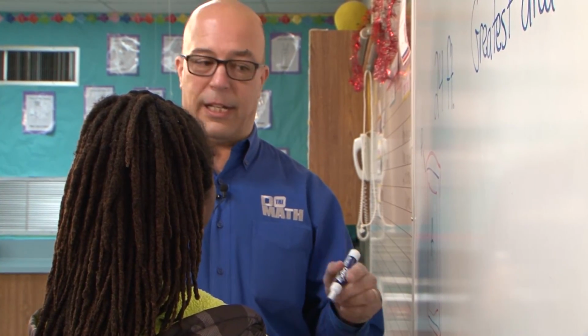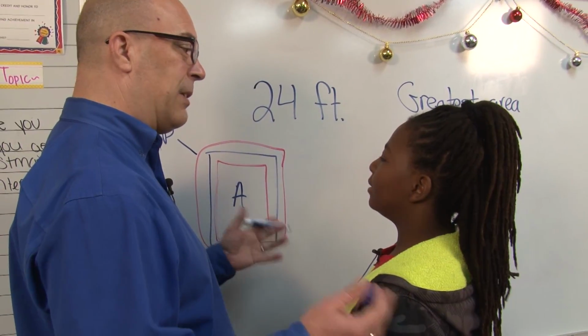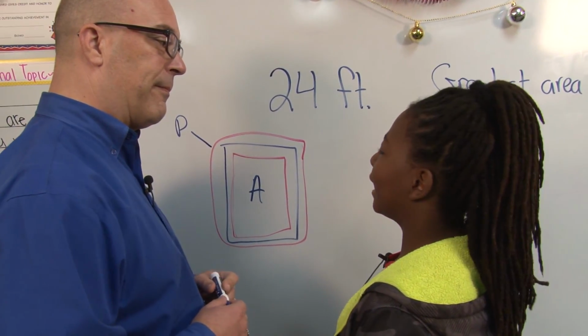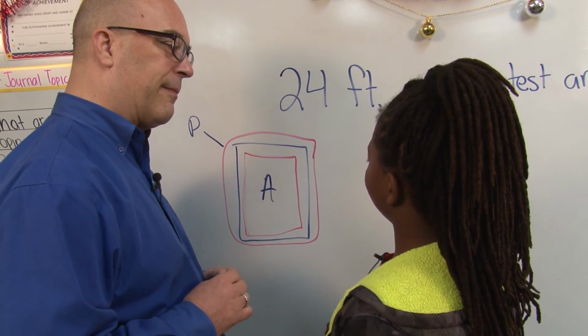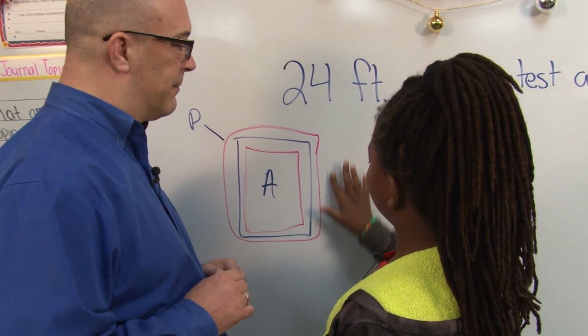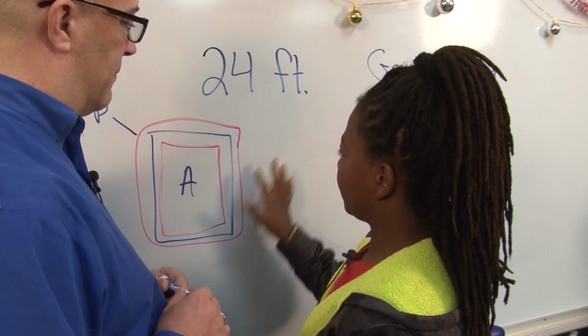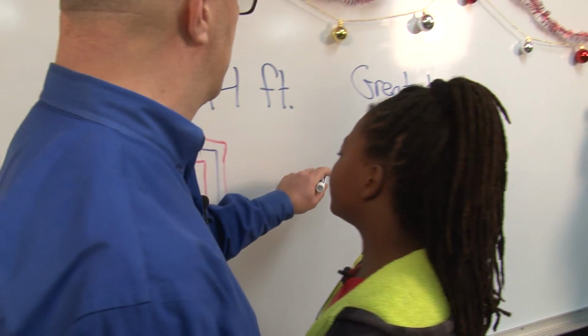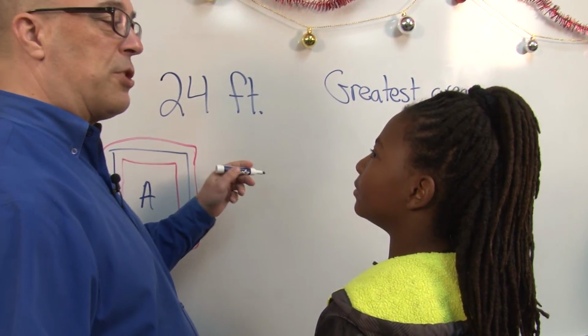So we know we have 24 feet of fencing. So we know we can go around 24 feet. But how are we going to configure that 24 feet? Like, how are we going to arrange it so that we get the greatest area? So how would you like to solve this problem? I would like to solve this problem by using the perimeter first and then using the area. Okay, so let's just say we have something. So what would you like your measurements to be?